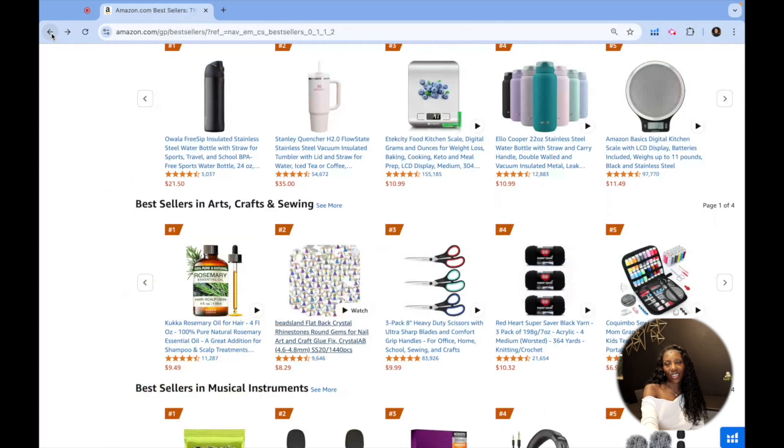Actually, let's scratch that part out. I don't want it to seem like I don't know what I'm talking about. Let's go back to the part where I say, let's look at other categories.